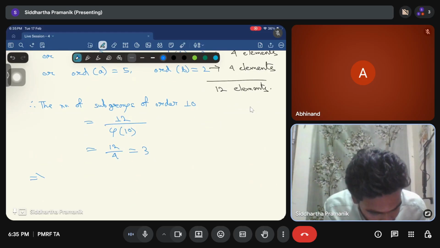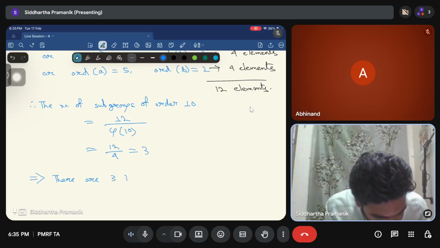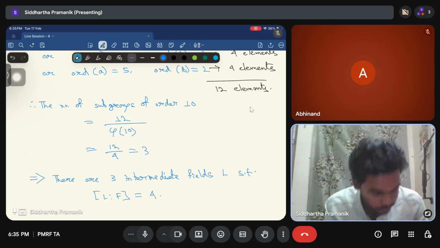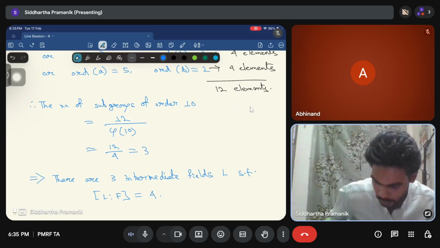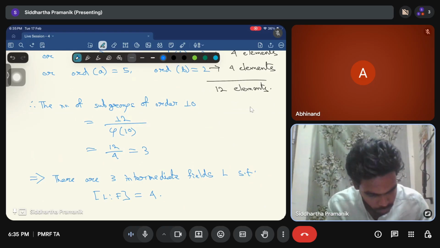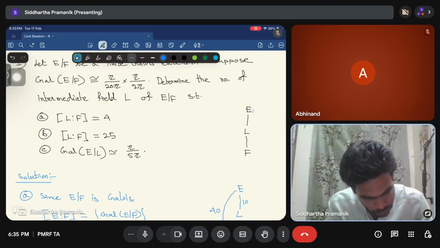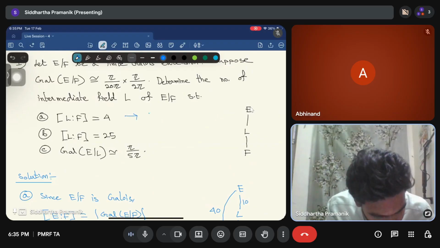And this will imply that there are 3 intermediate fields L such that the degree of L over F is 4. So this will give you the final answer for the first one. For this, the answer is 3.